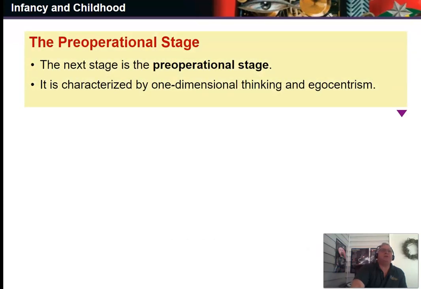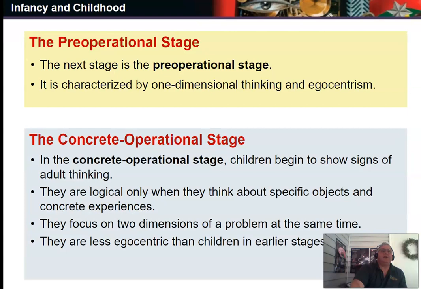The next stage is the pre-operational stage. It's characterized by one-dimensional thinking and egocentrism. In the concrete operational stage, children begin to show signs of adult thinking. They're logical only when they think about specific objects and concrete experiences. They focus on 2 dimensions of the problem at the same time, and they're less egocentric than children in earlier stages.